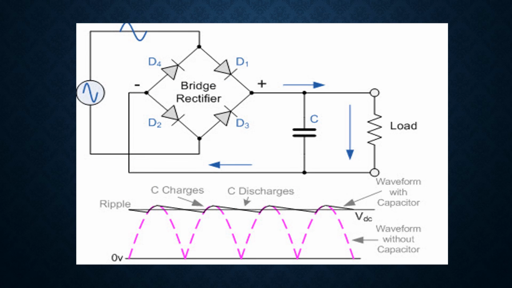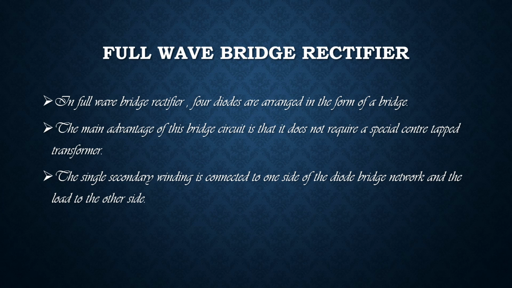So this is the full wave bridge rectifier diagram where there are four diodes. Full wave bridge rectifier: four diodes are arranged in the form of a bridge. The main advantage of this bridge circuit is that it does not require a special center-tapped transformer. The single secondary winding is connected to one side of the diode bridge network and the load to the other side.